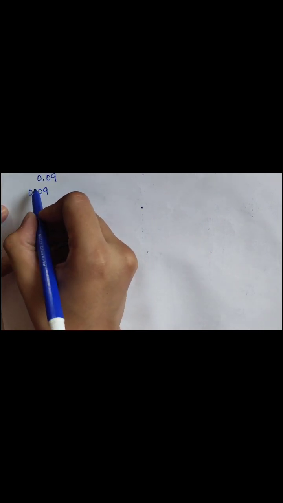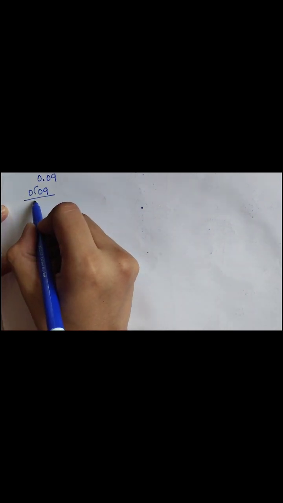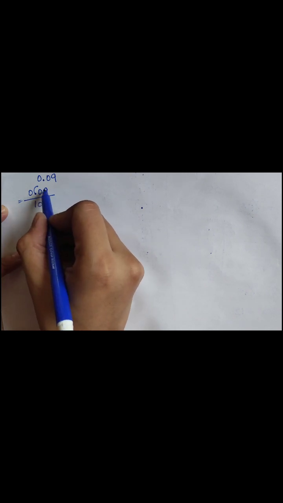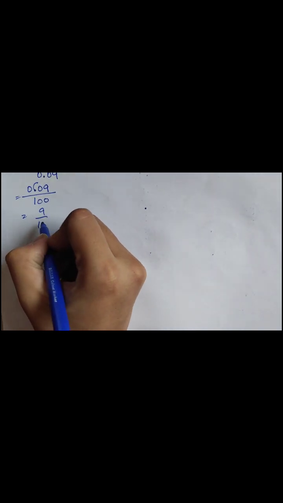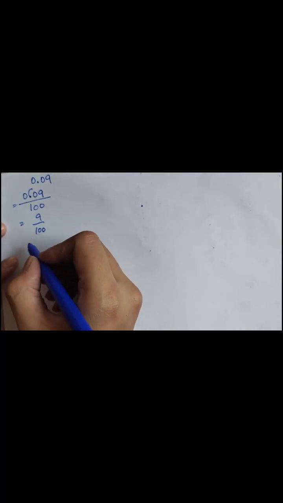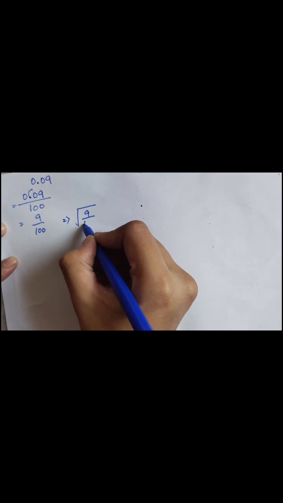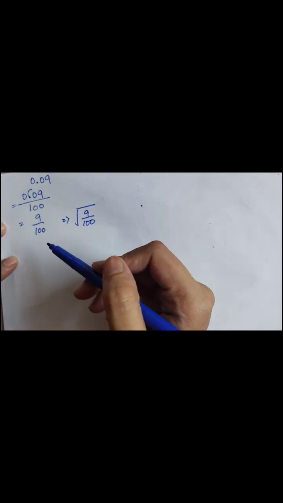Write it here, remove its point. After removing the point, we know we have to write 100 in the denominator. Below the point we write 1, and the number of digits after the point is 2, so we write 2 zeros after 1. It becomes 9 over 100. We are taking the square root of 9 over 100, and 9 over 100 is actually 0.09.